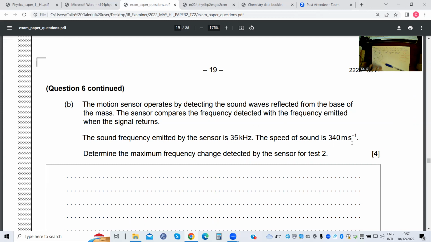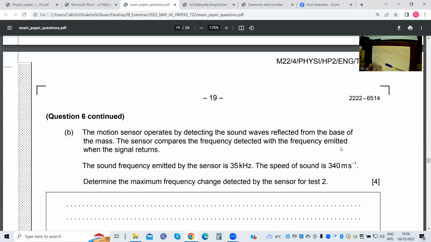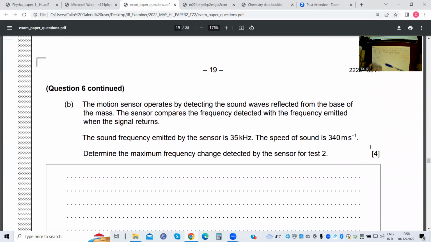The speed of sound is 340 meters per second. Determine the maximum frequency change detected by the sensor for test number 2, the frequency change. So, okay, when something moves and reflects a wave, you look for a frequency change. That is clearly the Doppler effect. Okay, now, and this is for 4 mark points.